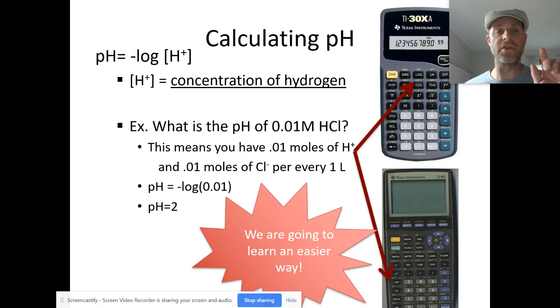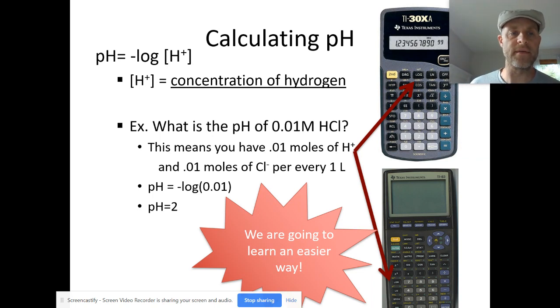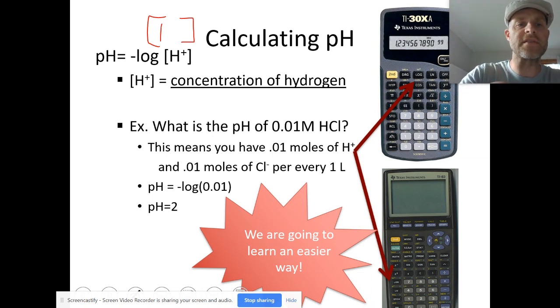Okay, so to calculate that, pH is actually equal to the negative log of my concentration of hydrogen. Now you see these little bracket marks at the top? This bracket here means concentration. So if I have an H plus in that bracket, that just means what's the concentration of H plus.